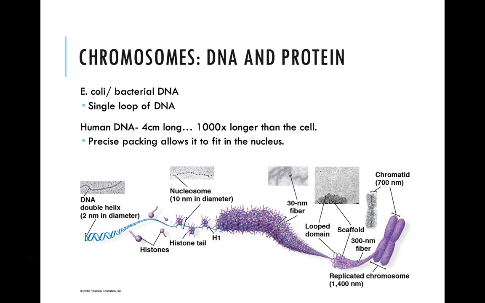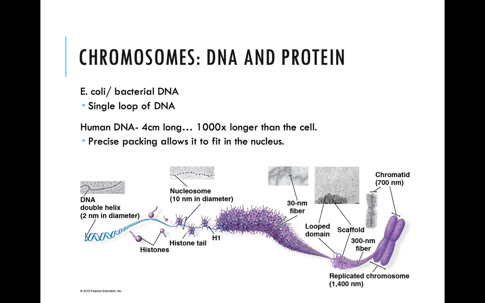So DNA replication was originally looked at in E. coli. E. coli chromosomes are a little bit different than ours. E. coli chromosomes are a single small loop of DNA. When I say small, I don't mean tiny, I just mean small compared to human chromosomes.